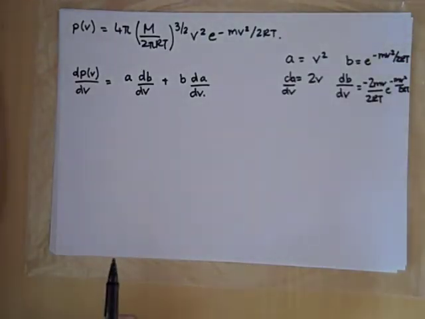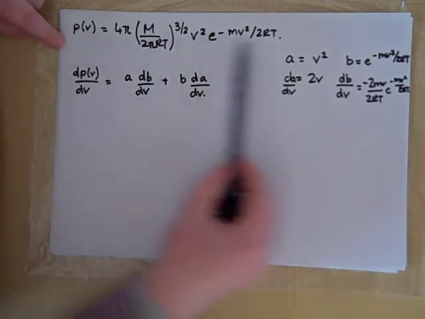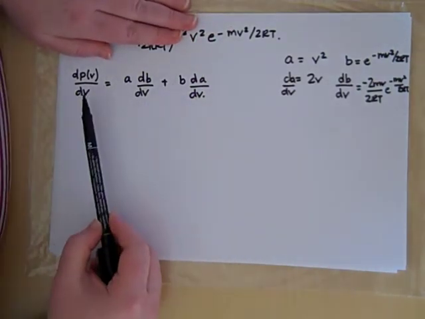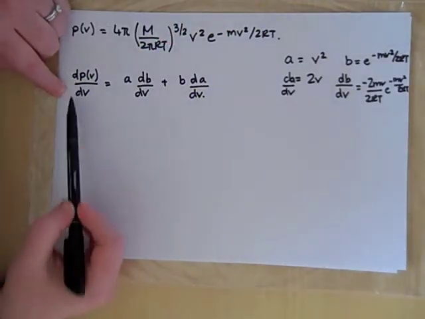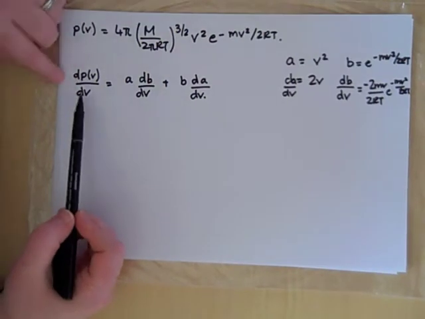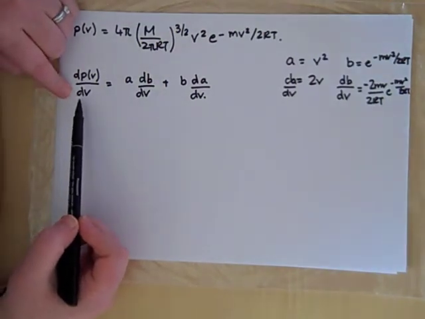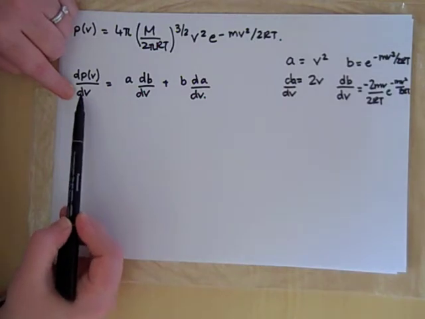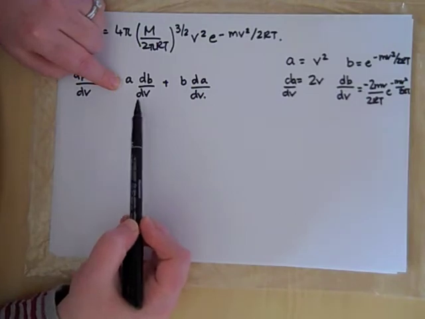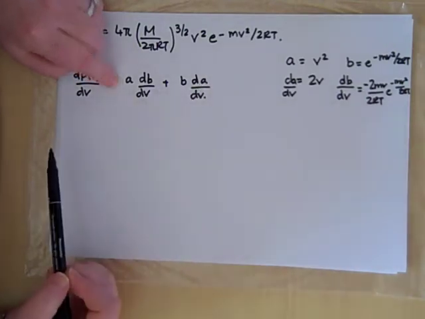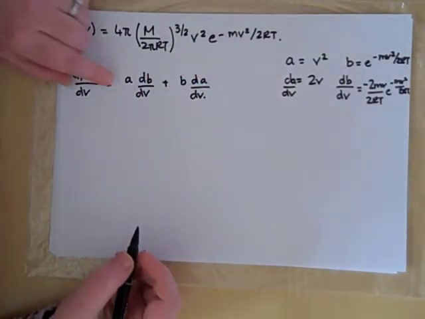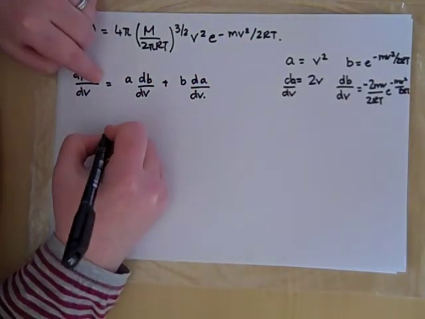Okay, so this is my original equation, and I've just written down my product rule here to be clear exactly what I'm using. So my differential that I want, my fancy function here differentiated with respect to v, the velocity, is equal to A dB by dv, plus B dA by dv. And I've just written out all of those things that we've just had on that previous sheet. So now I just need to fill it in.